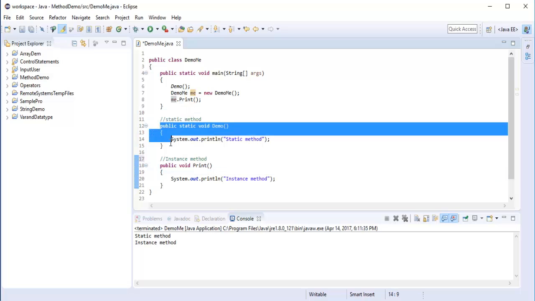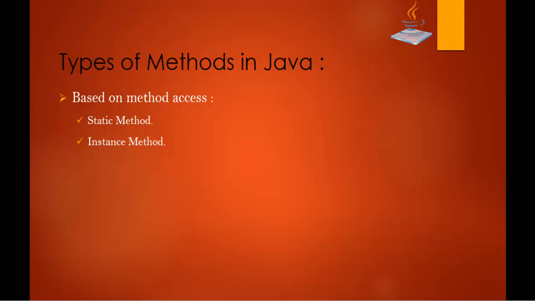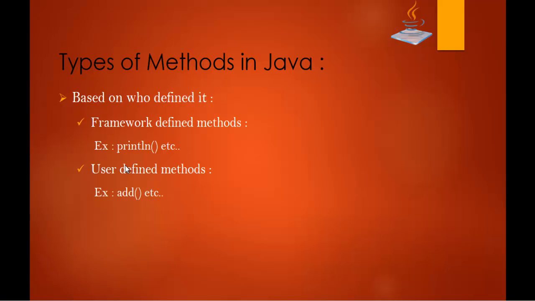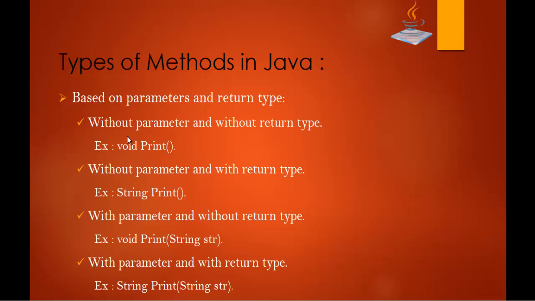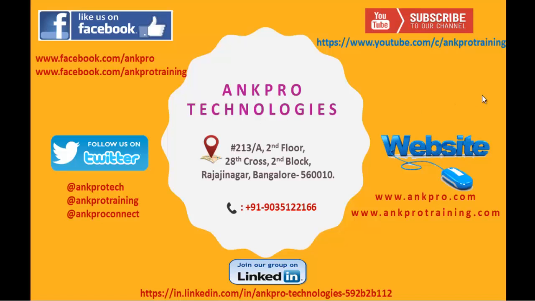What do you mean by static method? Any method with the keyword static is called a static method, and any method which does not have a static keyword is called an instance method. We also learned we can call a static method directly but not the instance method. So this is what we learned in this session: two categories, the static method and the instance method, and also framework defined methods and user defined methods. In the coming sessions we are going to learn about based on parameters and the return type, and based on parameters.